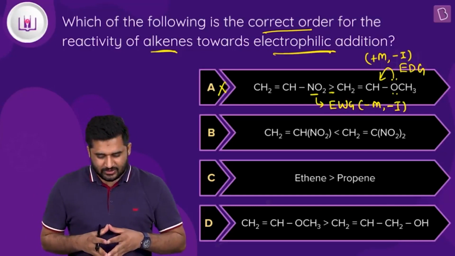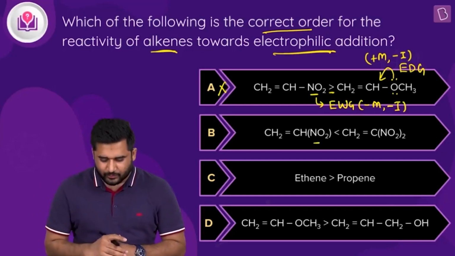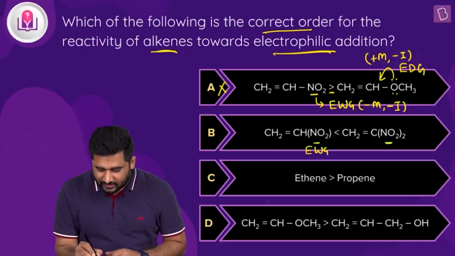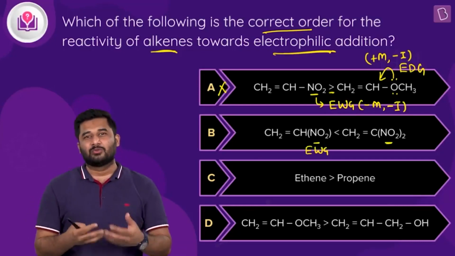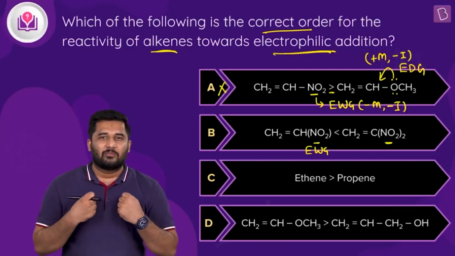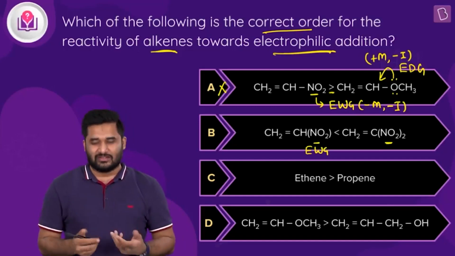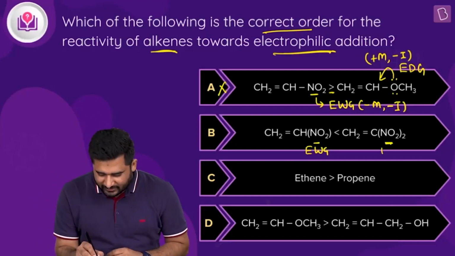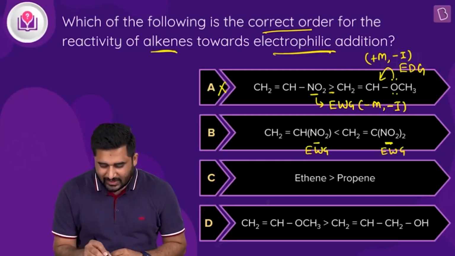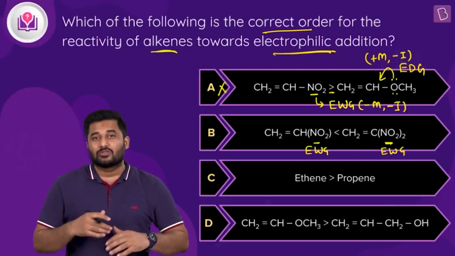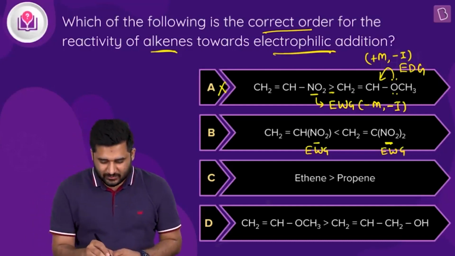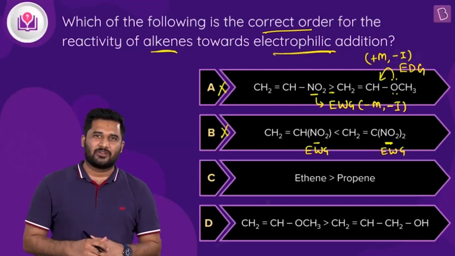Now you can see in option B we have again nitro, which we know now is an electron withdrawing group. And in the second molecule we have two nitro groups, which means a very strong electron withdrawing effect is operative in molecule 2. So obviously, out of these two, the one which is more reactive is the one which contains fewer nitro groups, which means this option is also wrong, isn't it?